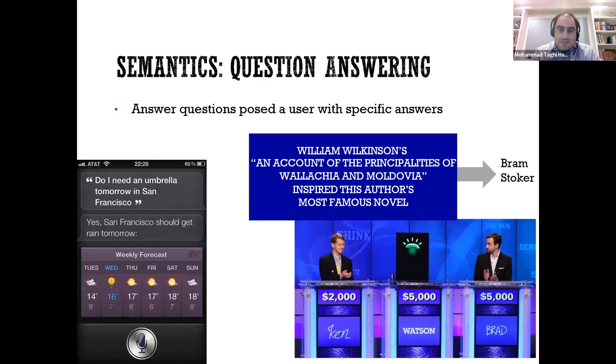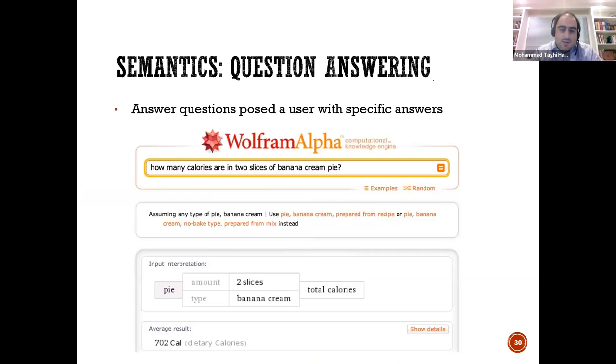Good. Another question, which is very important, is in some sense related to information extraction, but you can mention it as one particular thing, because information extraction could be at a lower level or a different level. Another thing is question answering, where you answer questions posed by a user with specific answers. There are even some contests out of this. As I mentioned, these are some of the questions that you can get from Wolfram Alpha, or from Google, and try to understand.